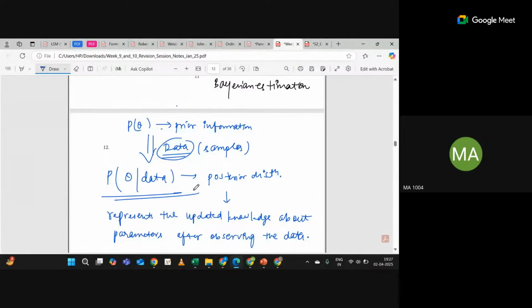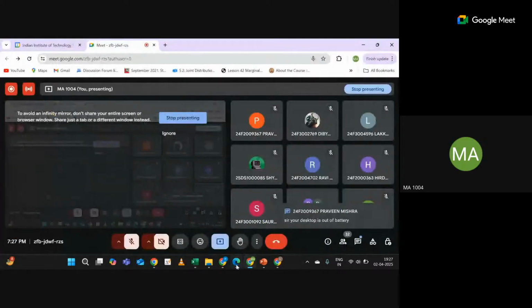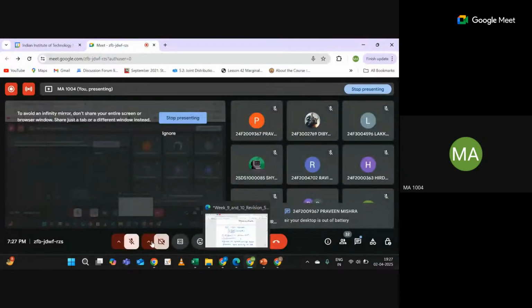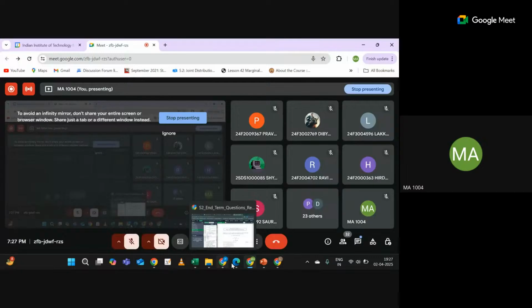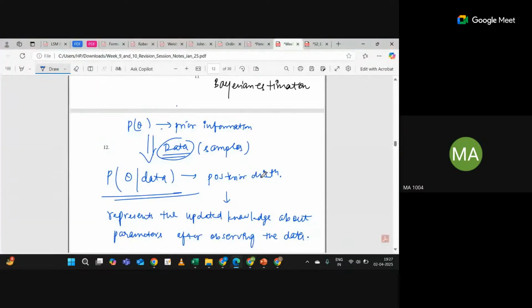Okay. So give me 1 minute. I will connect my laptop with the charging point. Okay. Yeah. Thanks, Praveen. That's what I'm going to do. Give me 1 minute. I'll bring my charger. Hello.